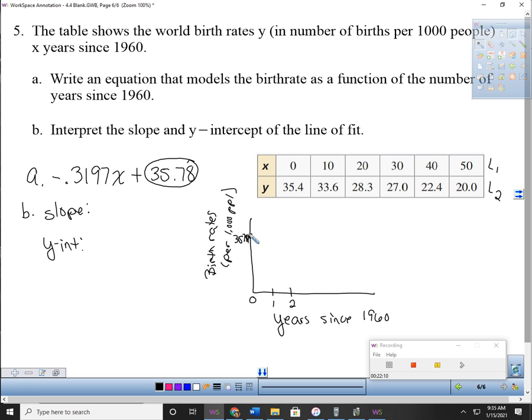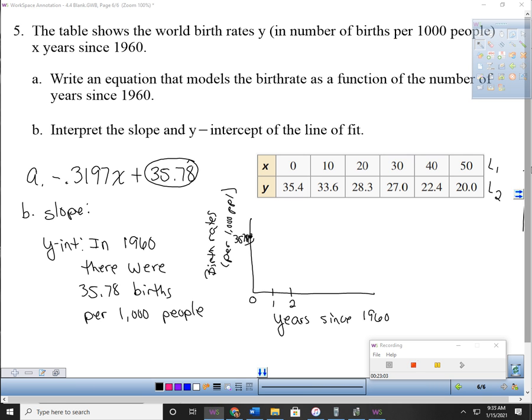That is our y-intercept. What does that mean? We're 0 years since 1960, and this represents what? Birth rates. So what does this number mean? In 1960, there were 35.78 births per 1,000 people, right? So in 1960, there were 35.78 births per 1,000 people.